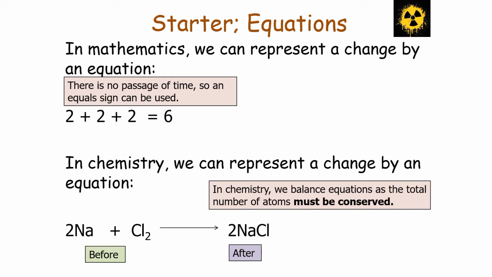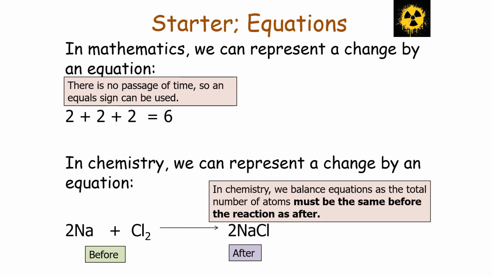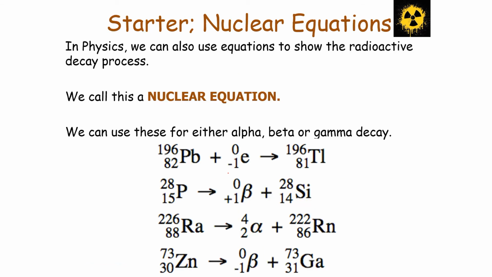Now in chemistry we balance equations as the total number of atoms must be conserved. Now the word conserved in this instance means stay the same. So in chemistry we balance the equations as the total number of atoms before must be the same as the total number of atoms after in a reaction. Now in physics we can also use equations to show the radioactive decay process, which we call the nuclear equation.